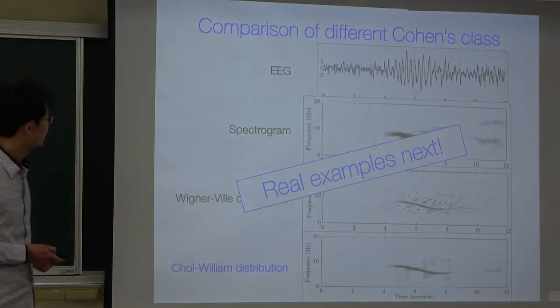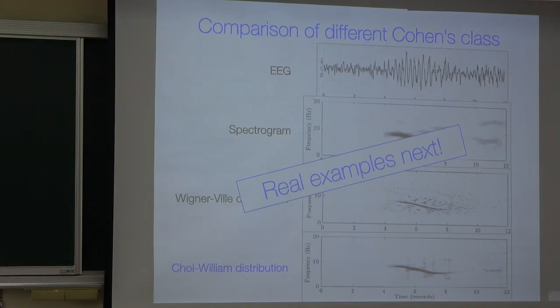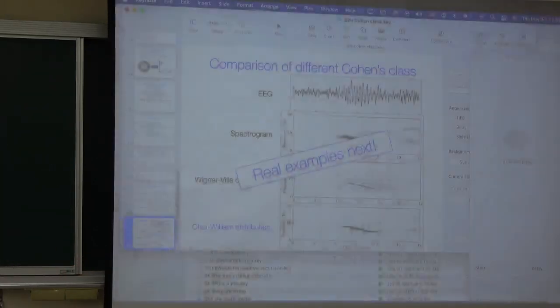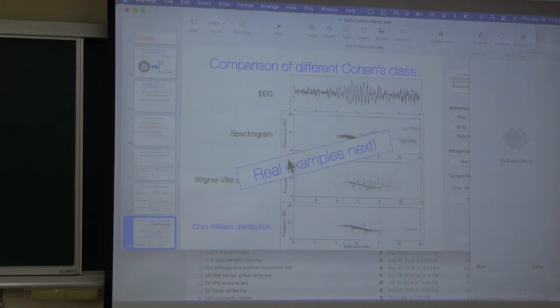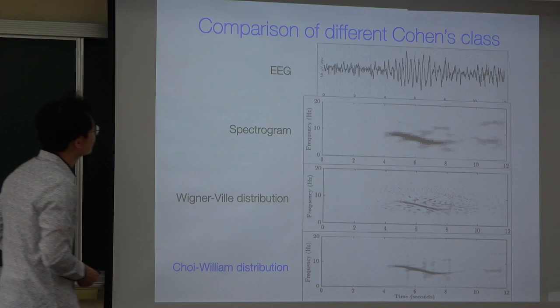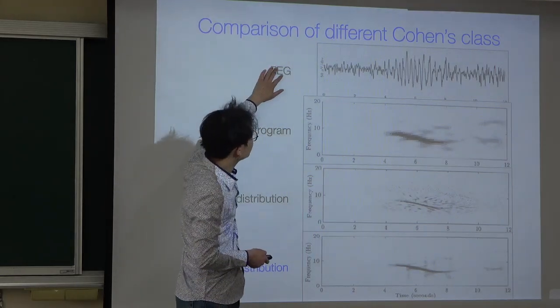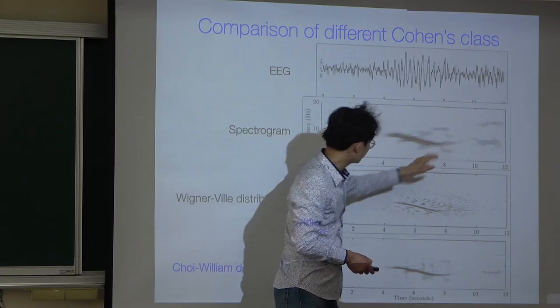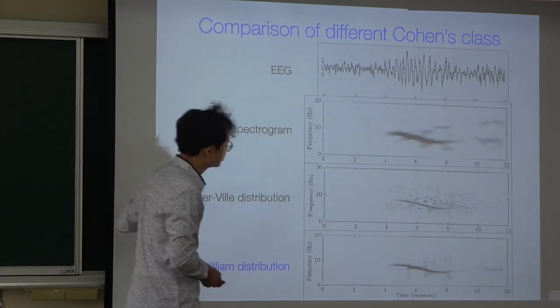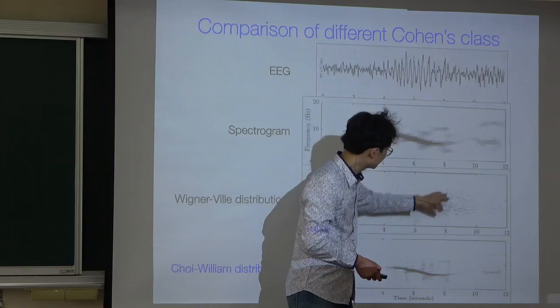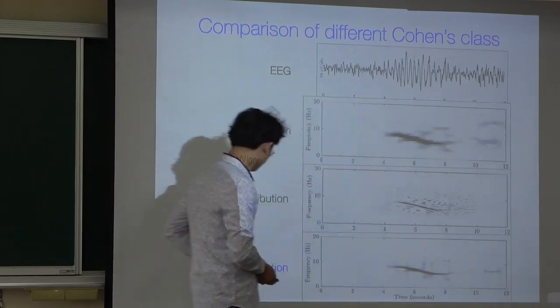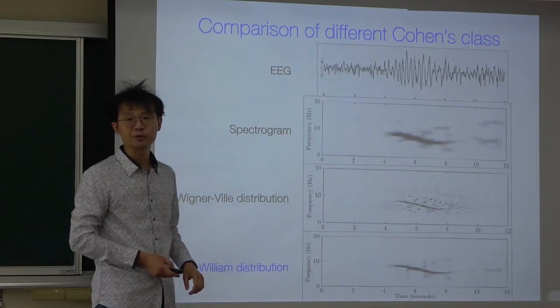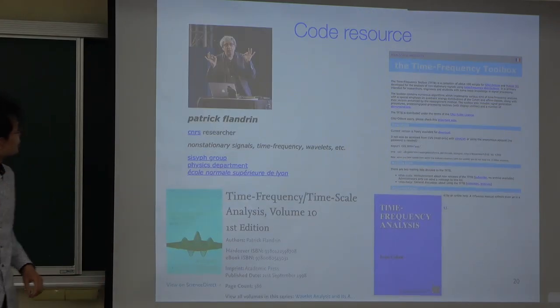We will have more real examples next. But this is an example you can see. First, this is an EEG signal. The spectrogram will give you something quite nice in the middle. And this is the Wigner-Ville distribution. You can see a pattern and a lot of strange patterns. And this is the Choi-Williams distribution, which is actually quite nice.